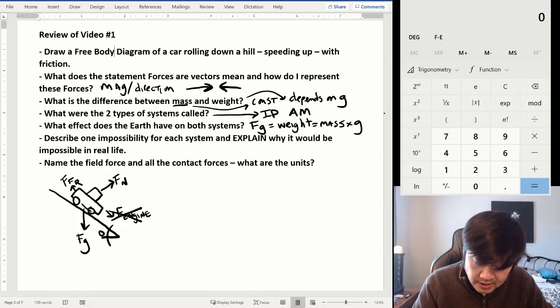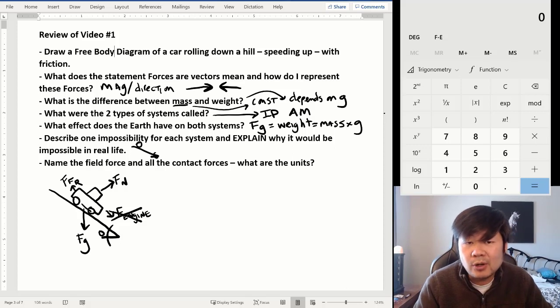Describe one impossibility for each system and explain why. You could have done basically anything in here, anything that didn't make sense. The one I would have said is if this was a ball and it was a wooden ramp, there's no way that that ball could slow down, because the friction on that wooden ramp isn't enough for it to slow down. So I would say that would be an impossibility in real life.